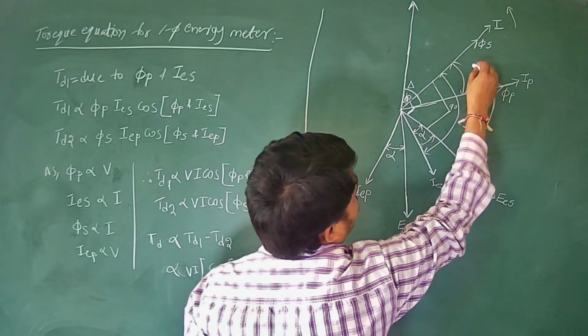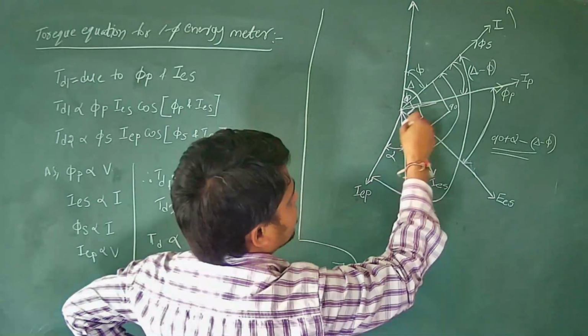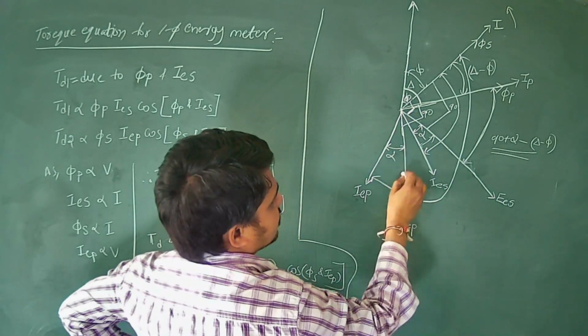Between this E_EP and this phi p, this angle is 90. Of course, we know that between this phi p vector and this E_EP vector the angle is 90. So this angle is 90 and this angle is alpha, so 90 plus alpha, and this angle is delta minus alpha. So this is 90 plus alpha minus (delta minus alpha).